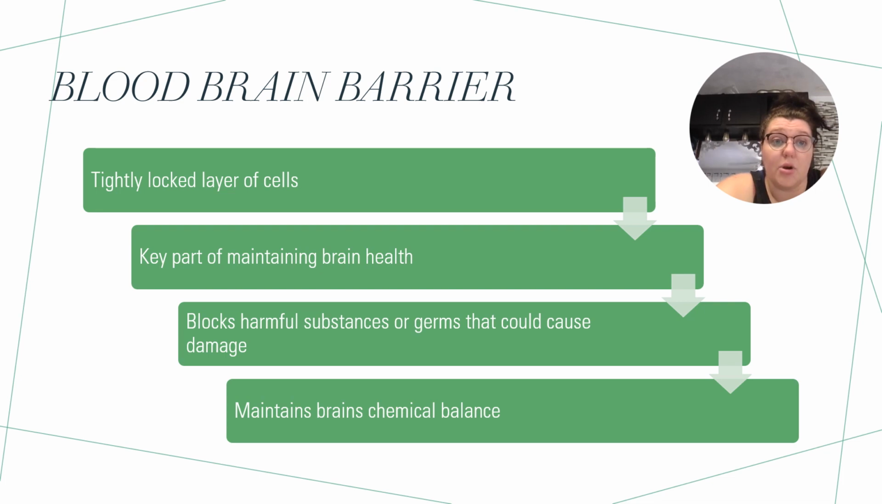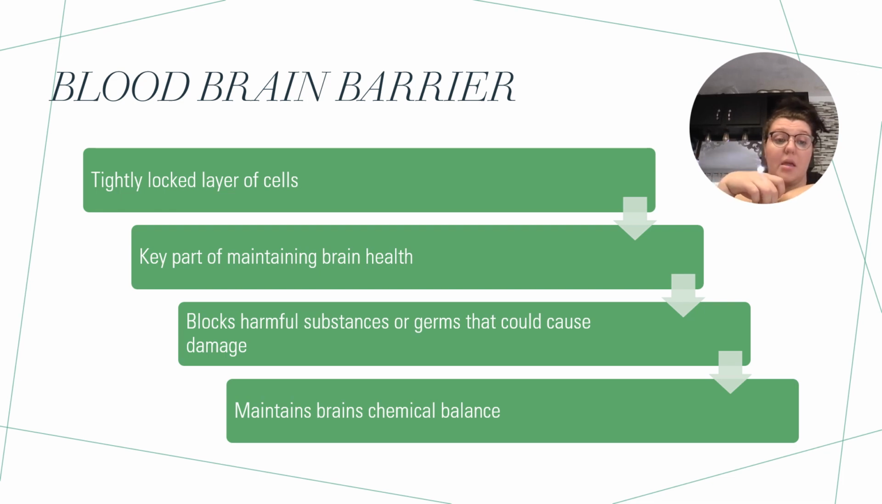And last we have your blood-brain barrier, or your BBB. This is composed of a tightly locked layer of cells. It is a key part in maintaining your brain's health. It will block any harmful substances or germs that could cause damage, and it maintains your brain's chemical balance.